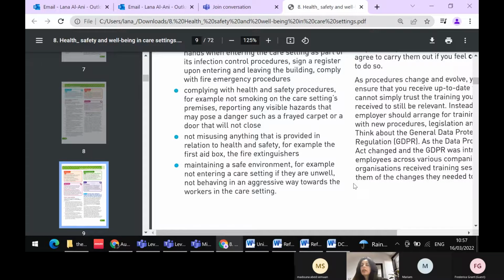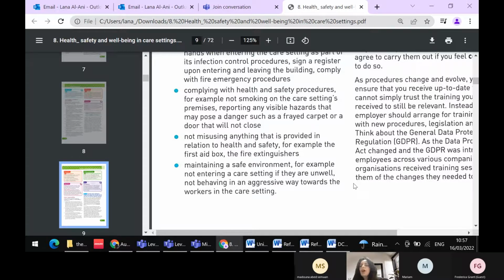Also, you need to follow anything provided about health and safety. So you need to ensure to have a first aid box, and a fire extinguisher is very important. And not for you as a person, what's your responsibility? Not you, I mean anyone who works in the care home. Their responsibility is not to mess up with these equipments. If you don't know how to use it, leave it for someone who's been trained to use it.